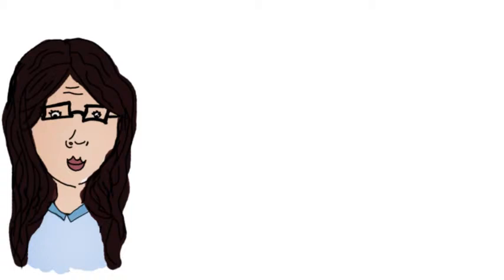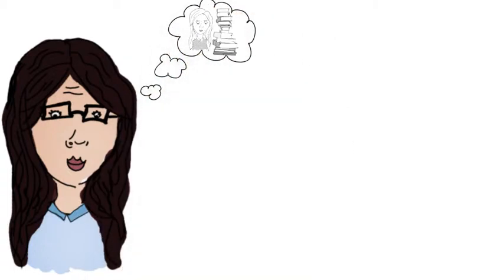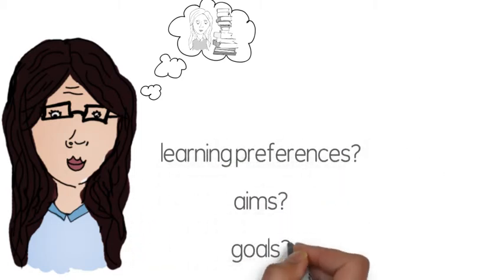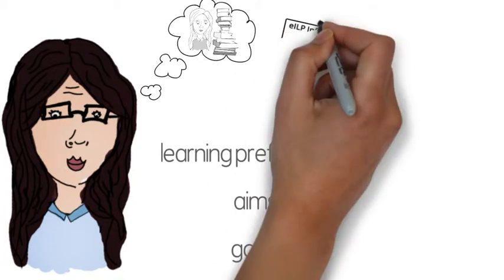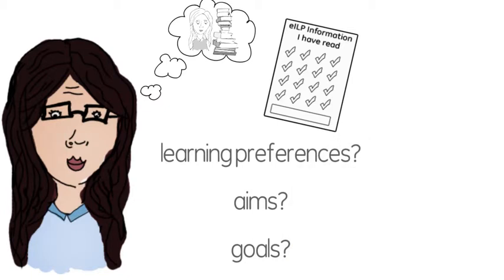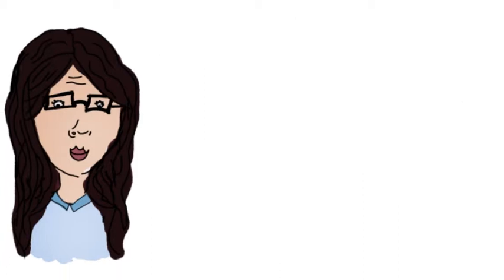At the start of the year, Karen encouraged her students to add information to their eILP. This helps staff to know more about their learning preferences, their aims, goals, and the things they might need help with. They also use the Information I have read page to work through their induction. Karen locked these initial sections as complete when they were all done.